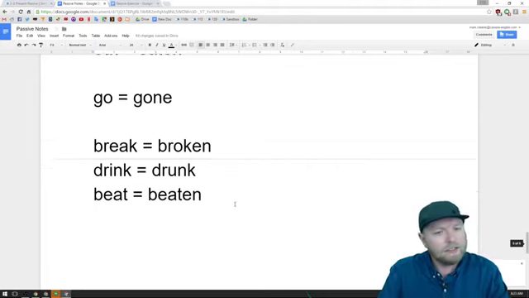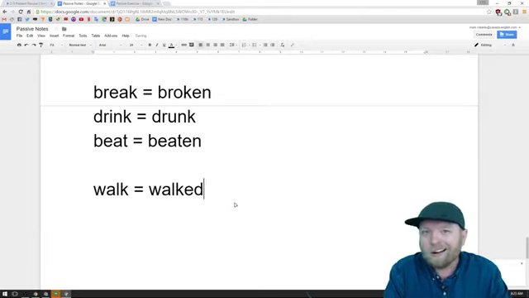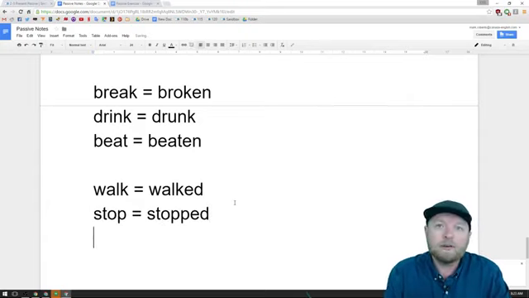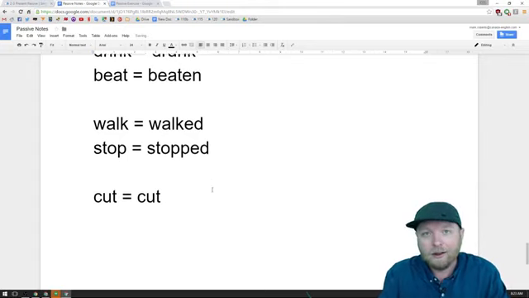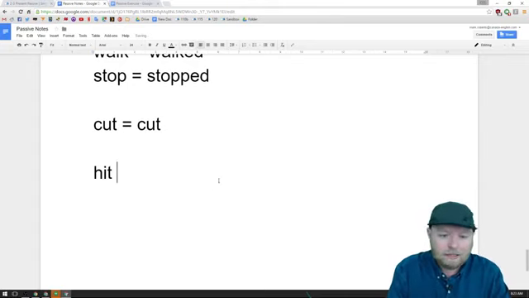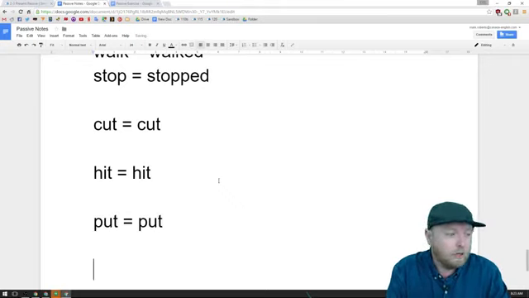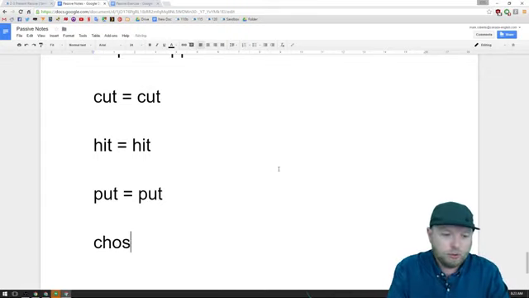And guys, don't forget that for most verbs, the past participle is just ed, right? Example, walk, walked. Or let's do a different one. Stop, stopped, right? So don't forget ed. And sometimes they're the same. Thank you, Selma. Cut, cut, right? Or hit, hit. It's the same, right? English is crazy. Put, put. Come on, guys, let's see some more. Erdogan, right? Choose, chosen, yes.